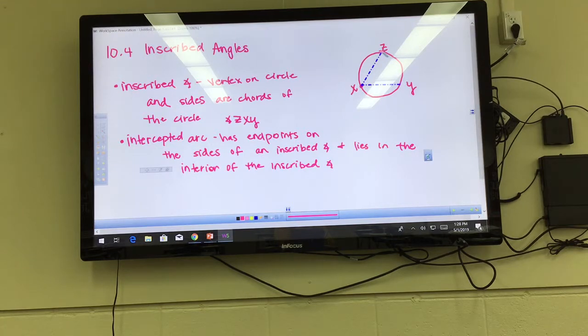This arc here would be arc ZY. So arc ZY is an example of an intercepted arc. It has endpoints on the sides of the inscribed angle, and it lies in the interior of the inscribed angle. You might say, well, why can't ZXY be an intercepted arc? It is an arc. I'm not saying it's not an arc, but it's not an intercepted arc, because the intercepted arc has to fall within the inscribed angle. So the intercepted arc here is ZY.